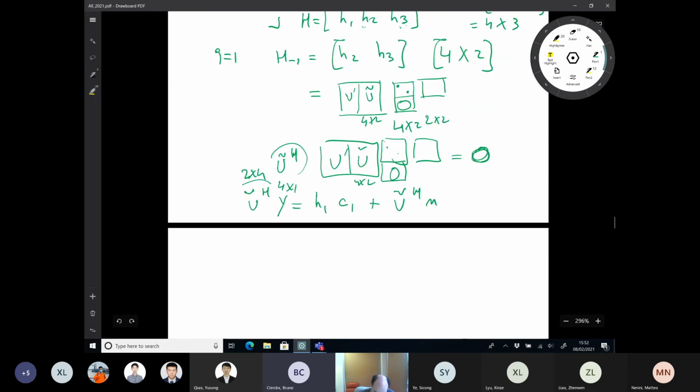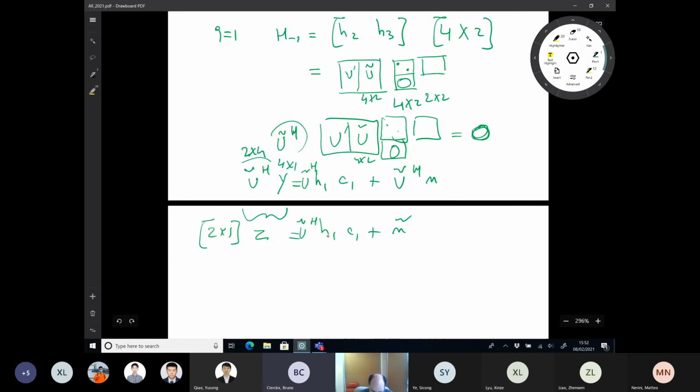Right. So now I have a vector here. Let me call this Z. That is H1C1 plus some noise. What is the dimension of Z? 2 by 4 multiplied by 4 by 1 is 2 by 1. And I have here U tilde H, obviously. Right. 2 by 4 multiplied by 4 by 1, this is 2 by 1.